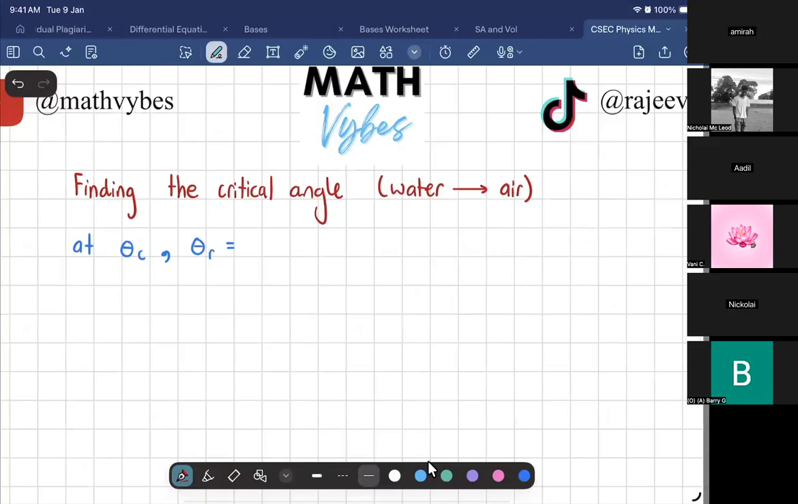All right. So, let me see if you were paying attention. Jaden, at the critical angle, what is the angle of refraction? 90 degrees. All right.